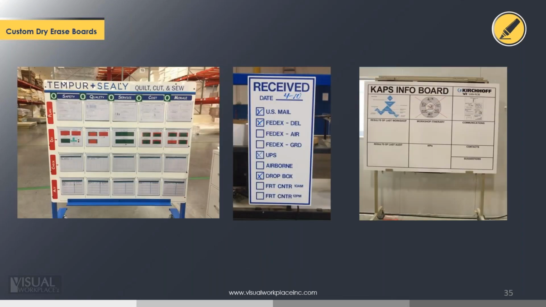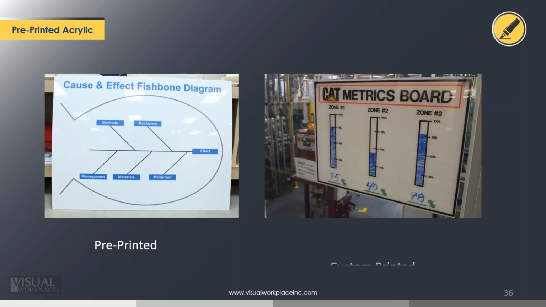Here's just a couple examples of some of the custom dry erase boards that we've done. It can be complicated to very simple. This one in the middle is really just an information board to let everyone on a particular shift in receiving know what's been picked up and what hasn't. So again, it can be very simple, or it can be, as you see here, the Temper Sealy board. That is more their PDCA plan for improvement. But we can take your Excel spreadsheets and your ideas and we can make them look spectacular.